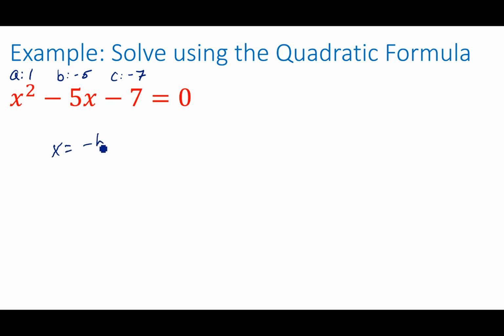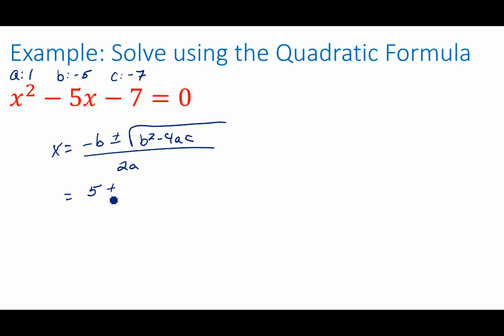X equals negative b plus or minus the square root b squared minus 4ac all over 2a. And we can start simply filling in our a, b, and c values. Negative b is our formula. Well, our b is already negative. So you can think of it as a negative of negative 5, or you can just simply think of it as positive 5. So sometimes you might even hear me say the opposite of b. Well, b is negative 5, the opposite would be positive 5.